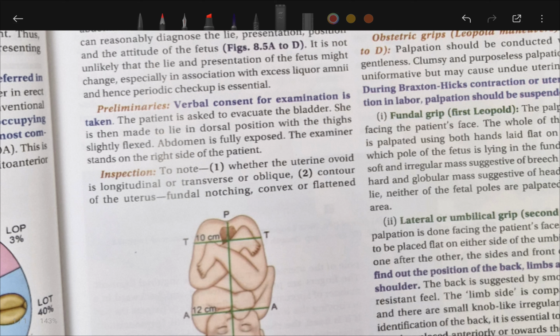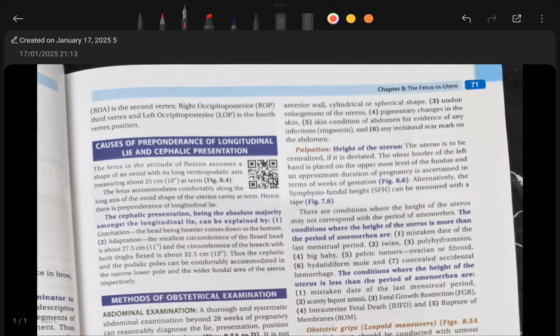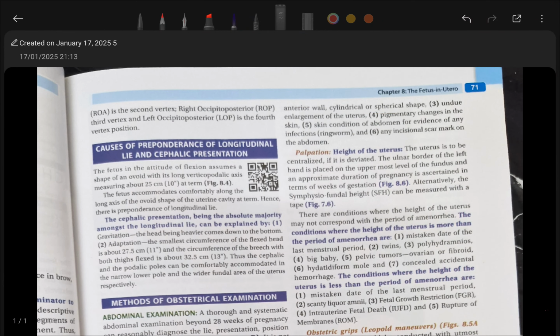Now you are inspecting. You are seeing and noticing the changes, whether everything is normal or not. In inspection you have to note whether the uterus is ovoid in shape, longitudinal, transverse or oblique. Next, the contour of the uterus: fundal notching, convex, flattened anterior wall, cylindrical or spherical shape. The shape of the uterus you have to see.